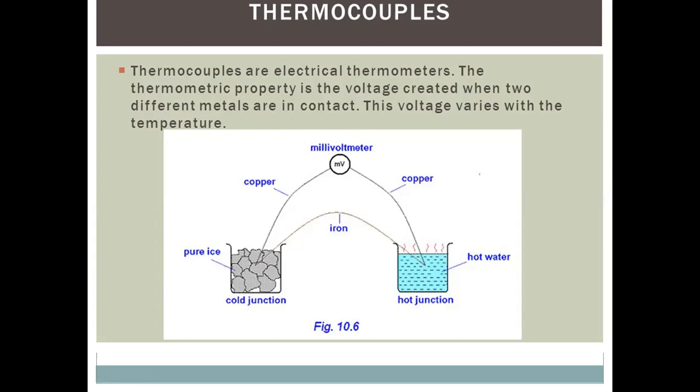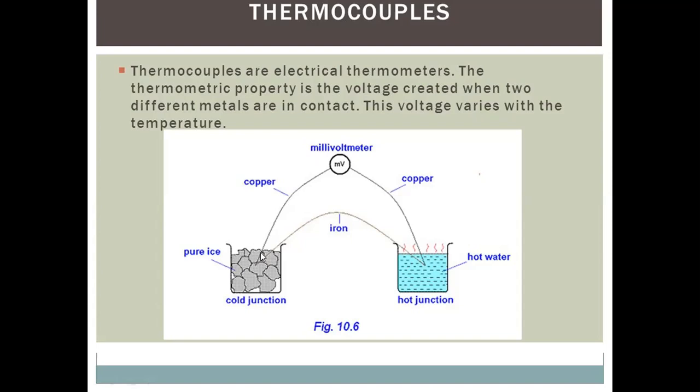So when we have a difference in temperature, we have a difference in potential energy. This difference in potential energy will be shown by a number on the voltmeter. So the voltage measured by the millivoltmeter will reflect how much the difference in temperature is between the 0 Celsius here, which is pure ice, and the other unknown temperature in the hot junction. Now, the voltmeter will show you the voltage, not the temperature. But we know the corresponding temperature for every voltage.